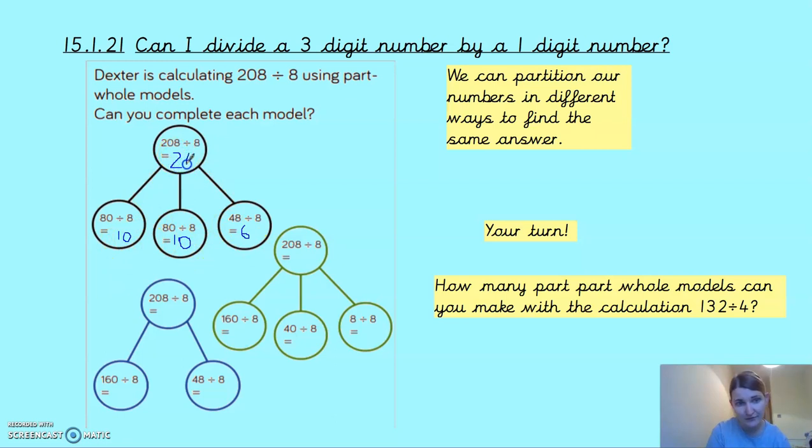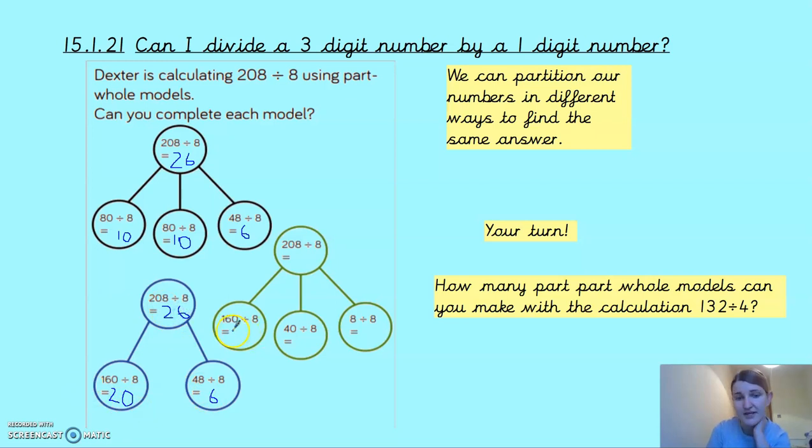Now, hopefully, we're going to find that we'll get the same answer no matter which way it's split up. The idea is you always get the same answer. It's just different ways of doing it. So if we look down here, he split it this time into 160 and 48. Well, if I know 16 divided by 8 is 2, I know 160 divided by 8 will be 20 because it's 10 times more. And again, I've got that 48 divided by 8, which is going to equal 6. 20 and 6 would be 26 again.